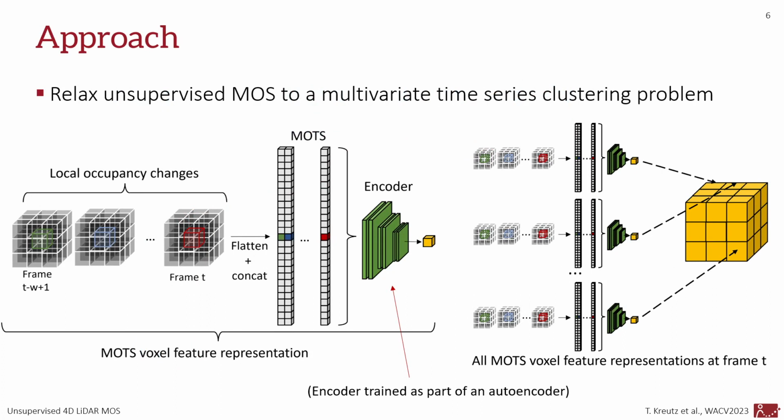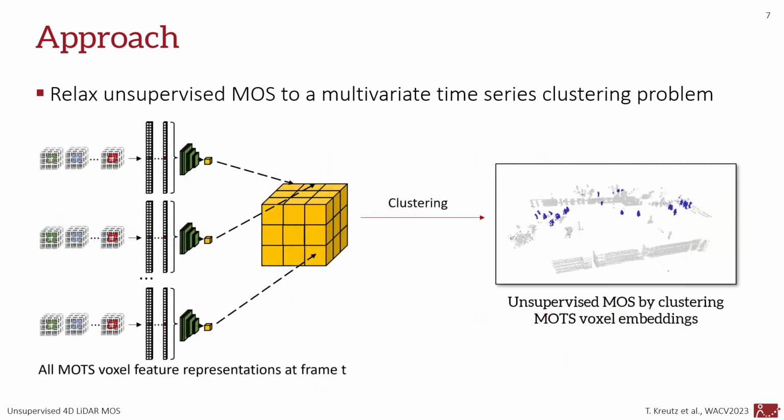Using MOTS, our approach relaxes unsupervised moving object segmentation to a multivariate time series clustering problem. From a voxelized 4D grid, we compute MOTS for a voxel and encode it with a neural network to a new feature representation that now includes information about a specific occupancy change pattern. The encoder is trained as part of an autoencoder in a self-supervised manner. We repeat this process for each voxel in the scene and obtain a new feature representation for each voxel that we can use in the next step to segment motion.